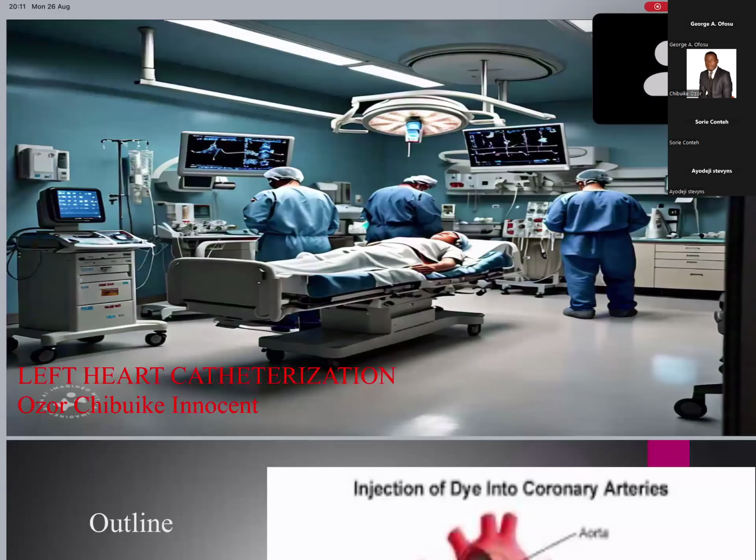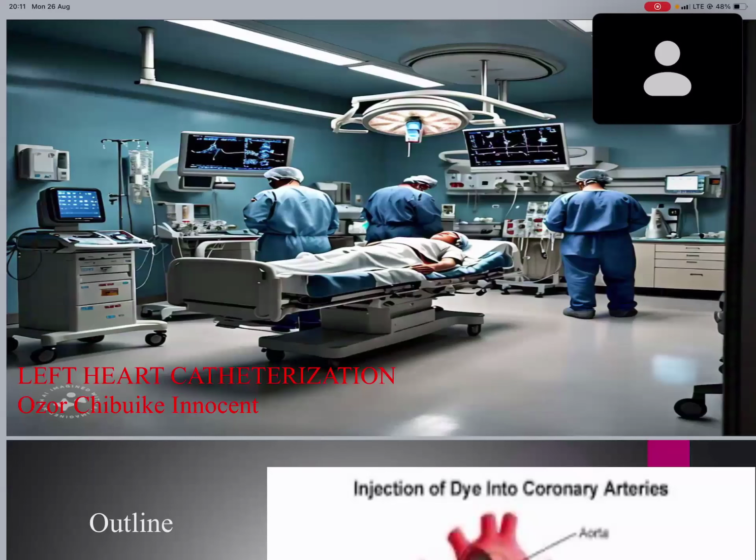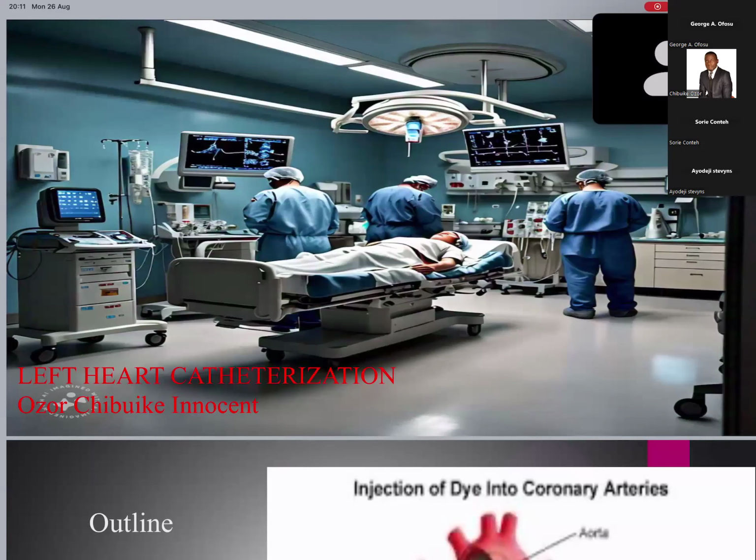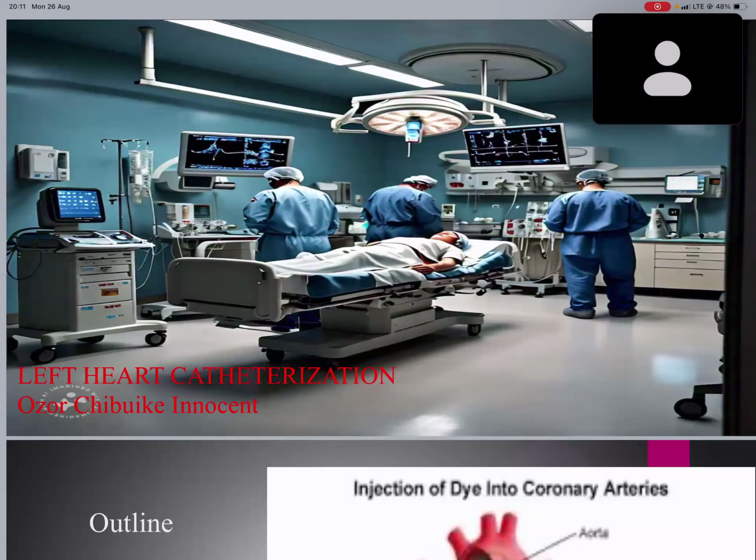Today we have very important topics to discuss, some of which are not part of daily practice for most of us, but we're expected to know them to detail. So this presentation is very important to be able to understand the nitty-gritty involved in these procedures that we'll be talking about today. So to start the ball rolling, we have Dr. Ozo, who will be taking us on left heart catheterization.